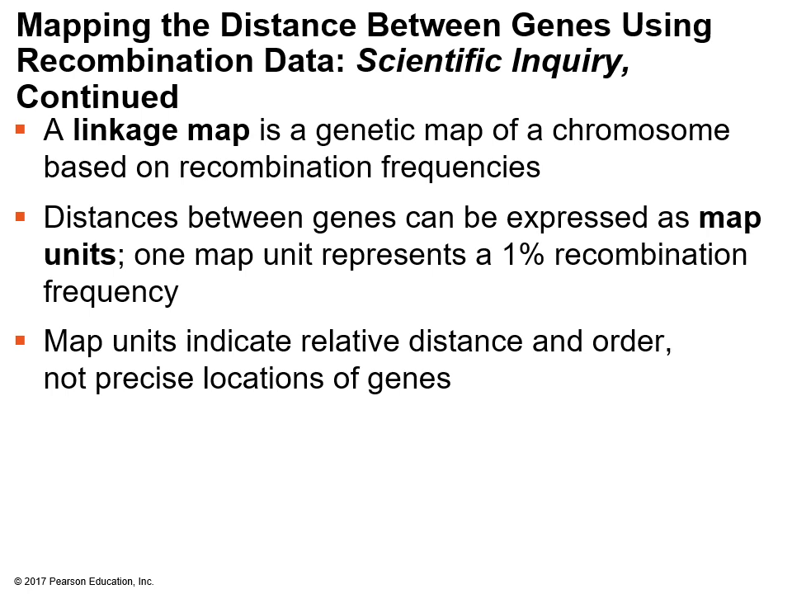A linkage map is a genetic map of a chromosome based on recombination frequencies. Distances between genes can be expressed as map units. One map unit represents a 1% recombination frequency. Map units indicate relative distance in order, not precise locations of genes.